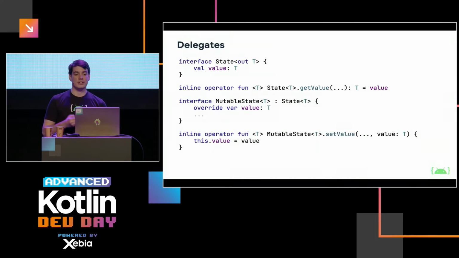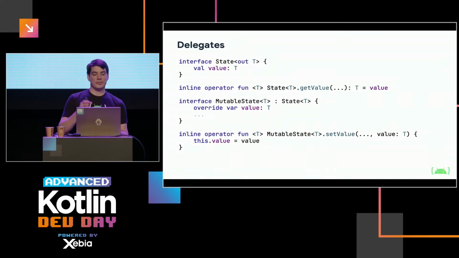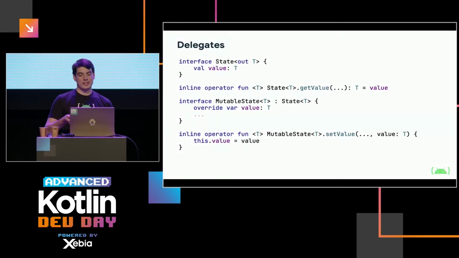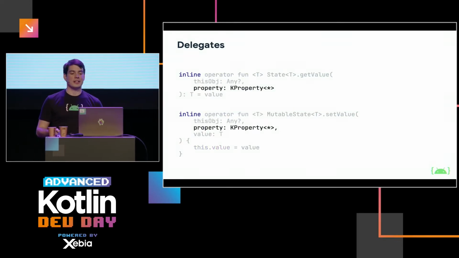So if you have a regular state, you have the getValue extension function available on it as an operator, and that means that you can delegate a read-only variable into a state. But if you have a mutable state, you also have the setValue extension, and in that case, you can delegate a var into a mutable state as well. Here, the important idea is that delegation support doesn't have to be part of the type to begin with. You can have existing types and add delegation support after the fact by just creating these operators as extensions. And another nice bonus of using extensions here is that they can be inline functions.